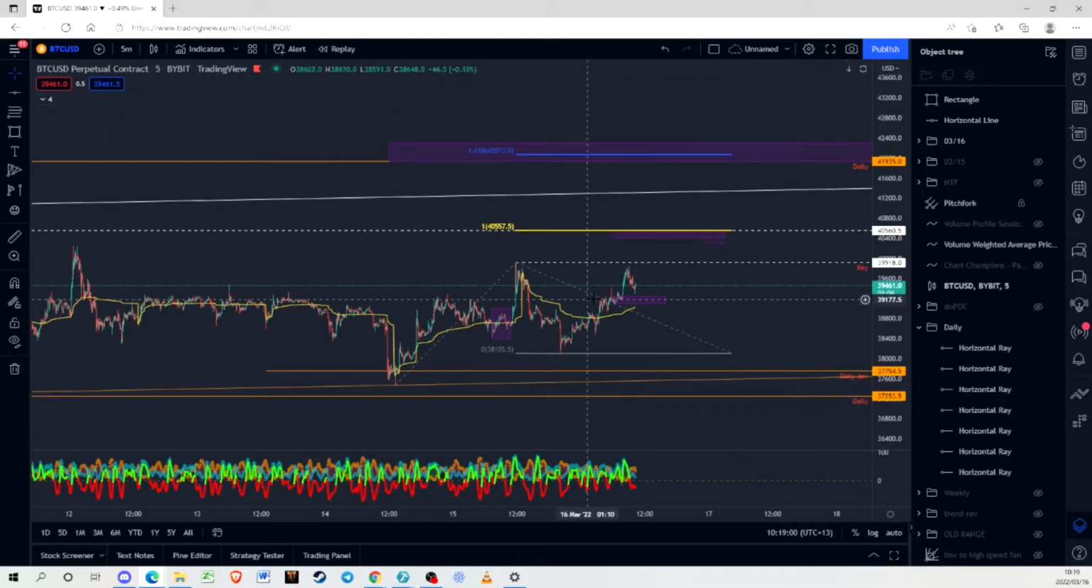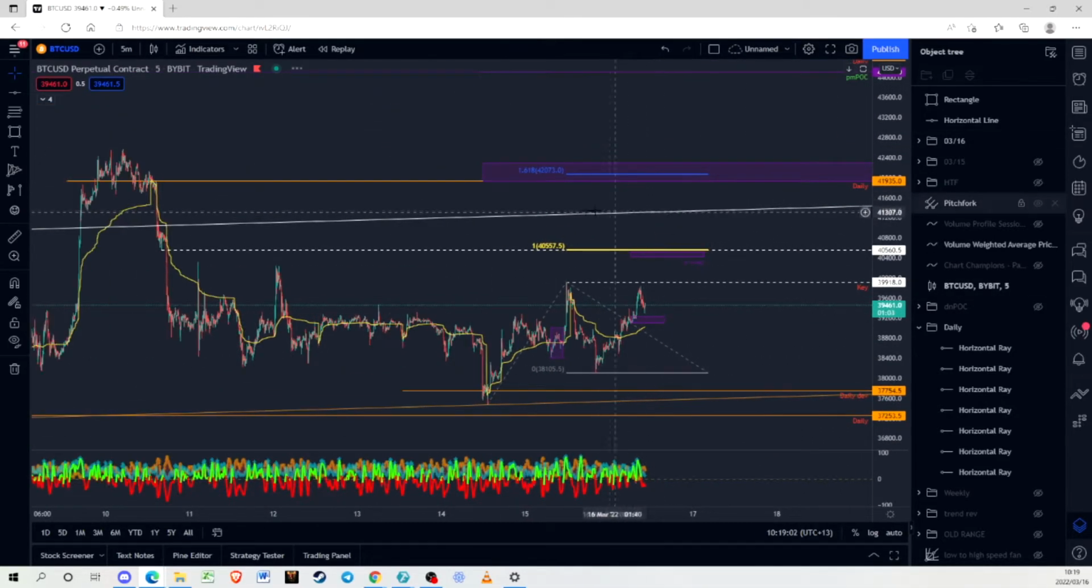If we do make it through there, the next area I'm looking at is the middle line of the pitchfork, and above that we have a daily, which is also a high time frame. It's a high volume node on the high time frame, and it's going to be the 1.618 extension from this area. So that for me is definitely another area of confluence.